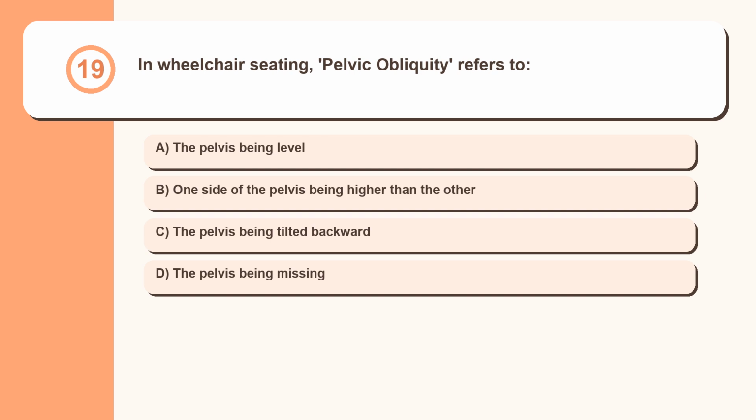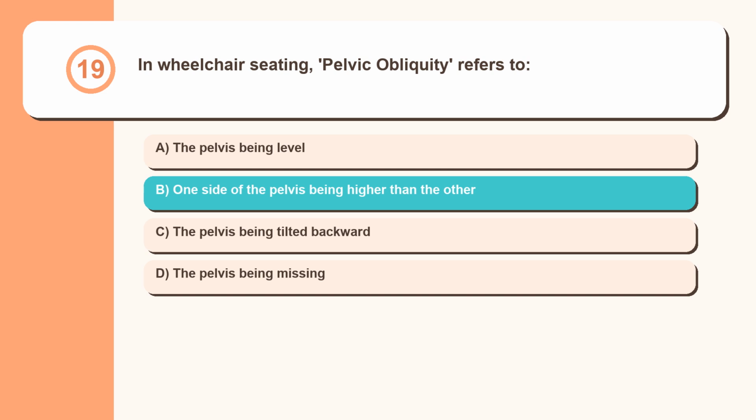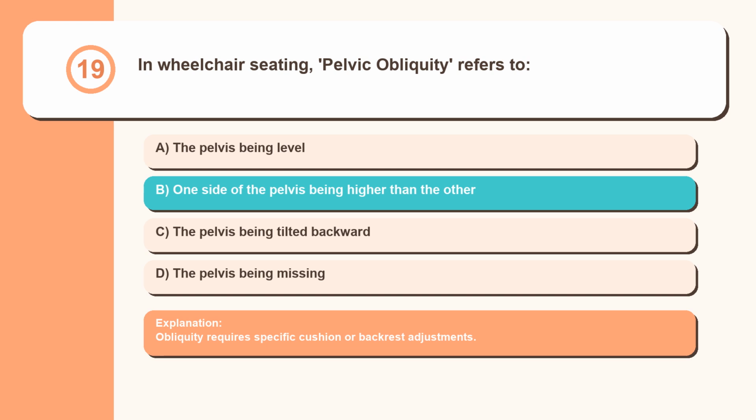Question 19. In wheelchair seating, pelvic obliquity refers to the pelvis being level, one side of the pelvis being higher than the other, the pelvis being tilted backward, the pelvis being missing. Obliquity requires specific cushion or backrest adjustments.